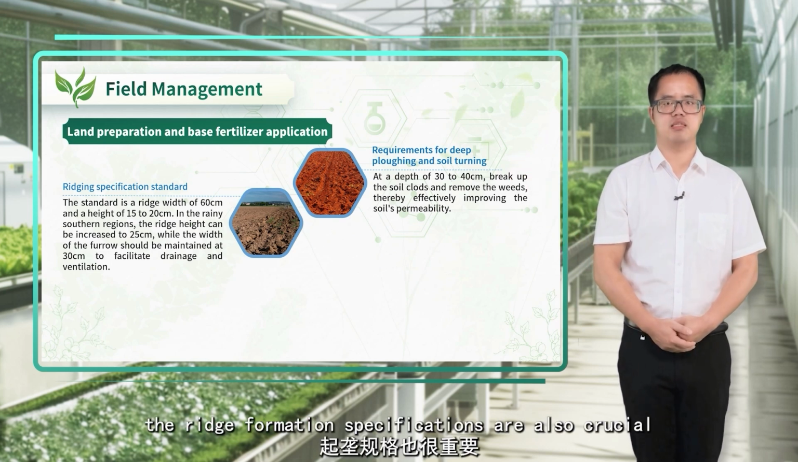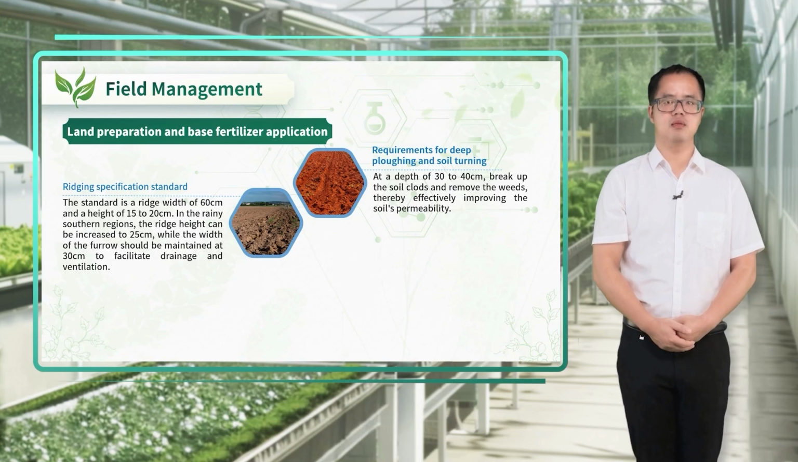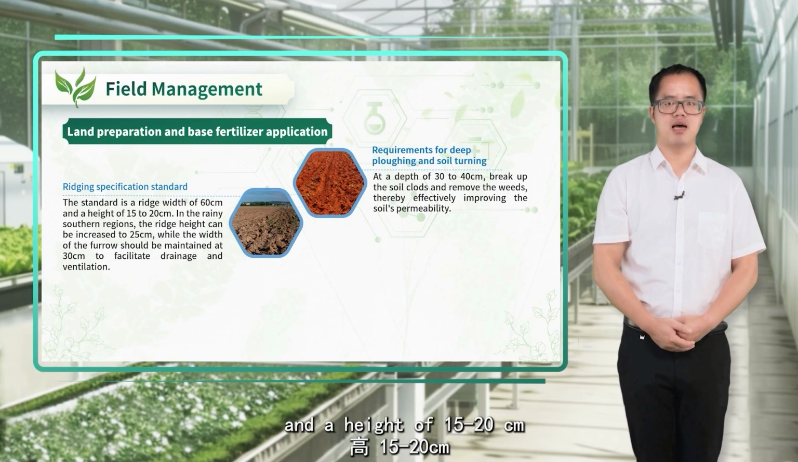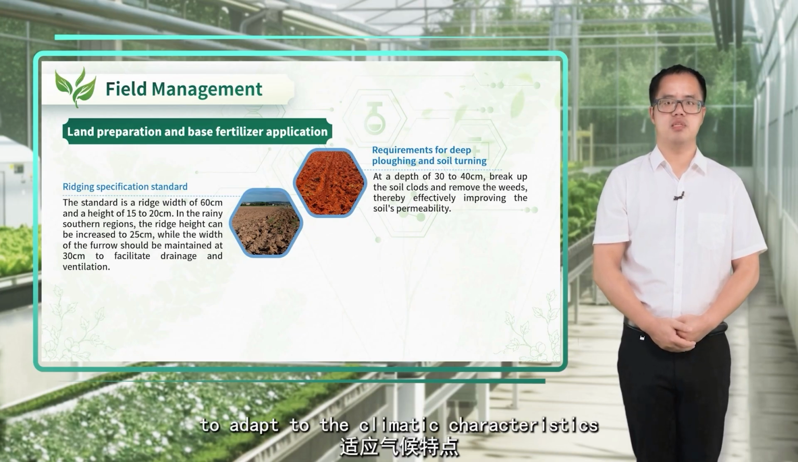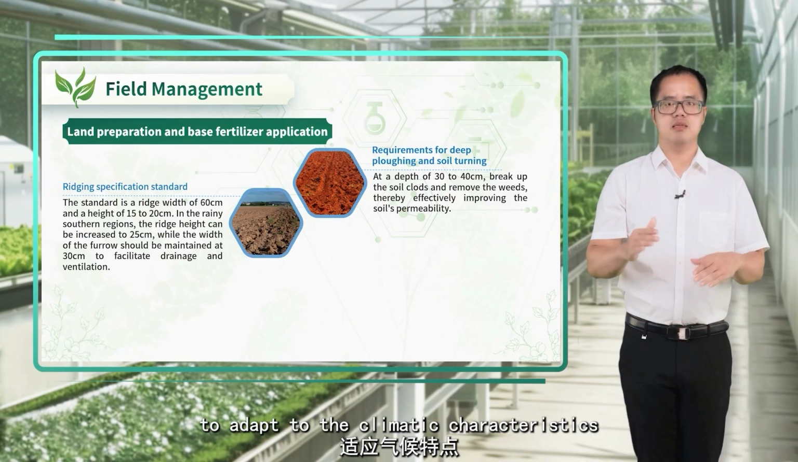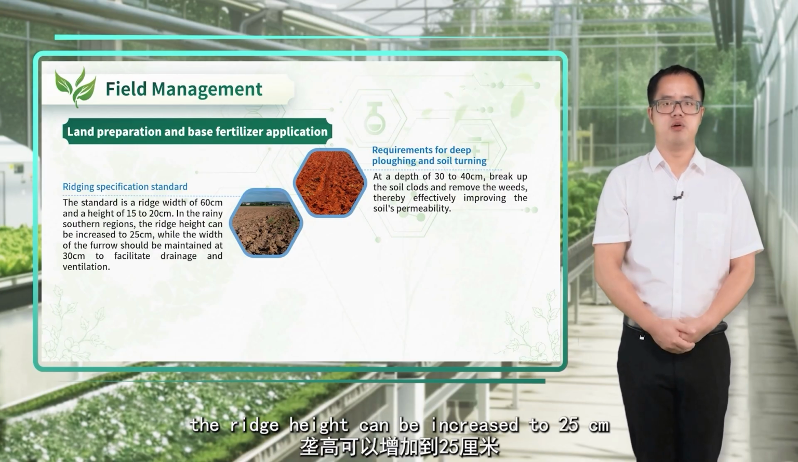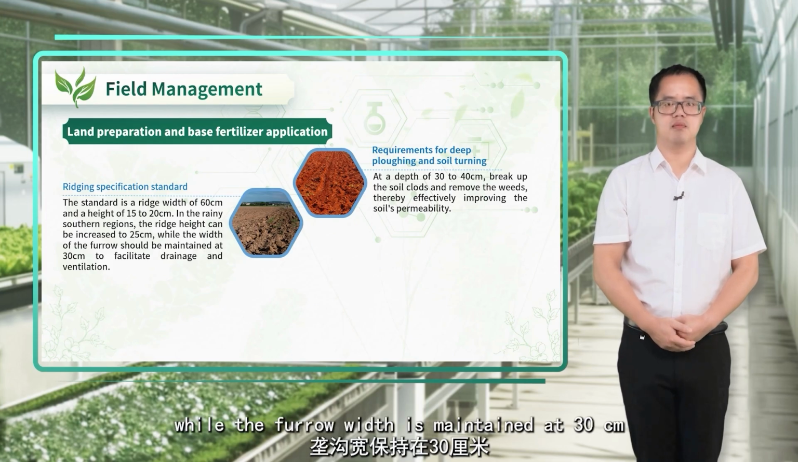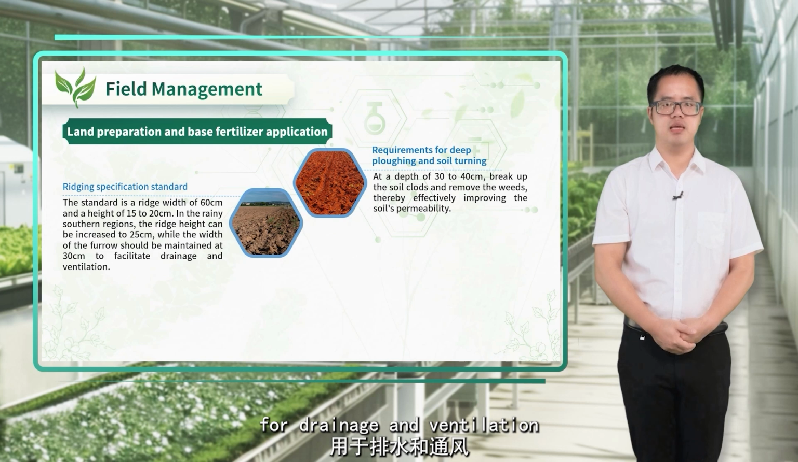The ridge formation specifications are also crucial for crop growth. The standard is a ridge width of 60 cm and a height of 15 to 20 cm. In rainy areas in the south, to adapt to the climatic characteristics, the ridge height can be increased to 25 cm, while the furrow width is maintained at 30 cm for drainage and ventilation.